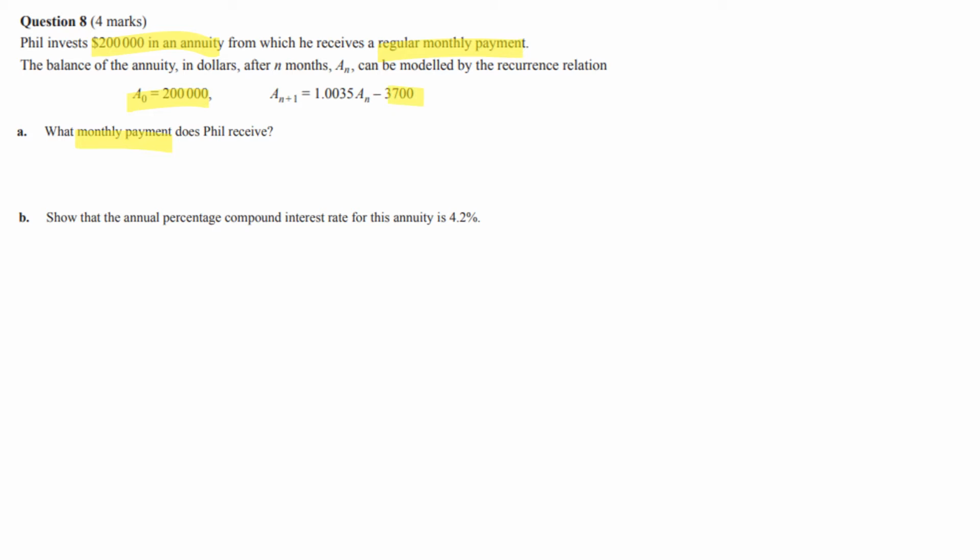It's just that number. Apparently lots of people overthought this. It's just $3,700. That's what you're taking out each time, so that's why there's a minus for the takeaway. Lots of people apparently said $3,000 or gave the answer to what was actually part D, which we'll do in a minute. Now we're going to show that the annual percentage compound interest rate is 4.2%, a self-answering question.